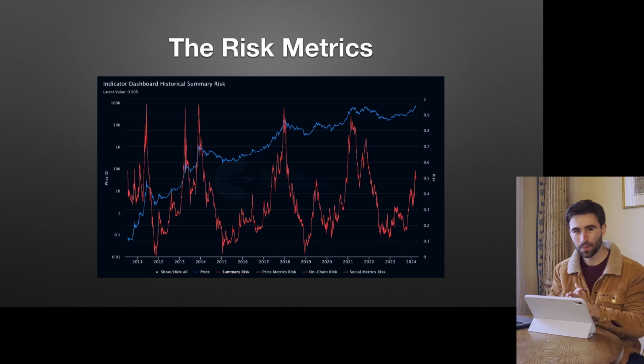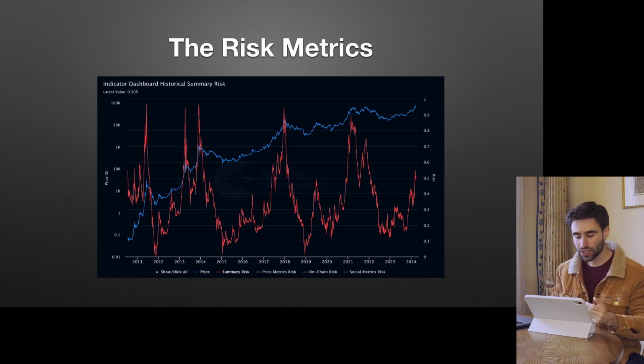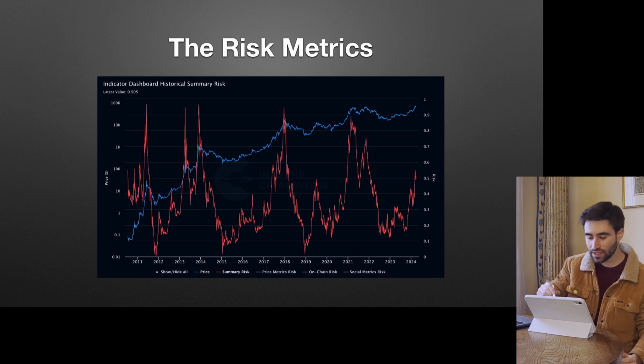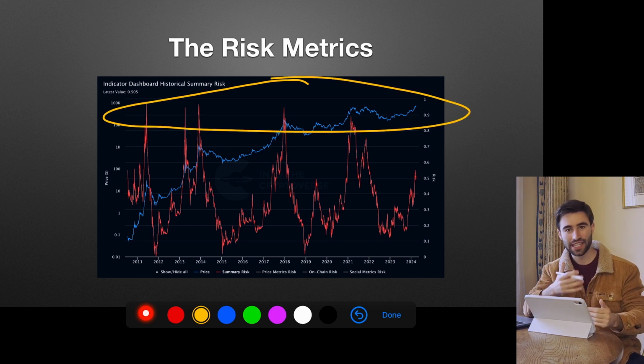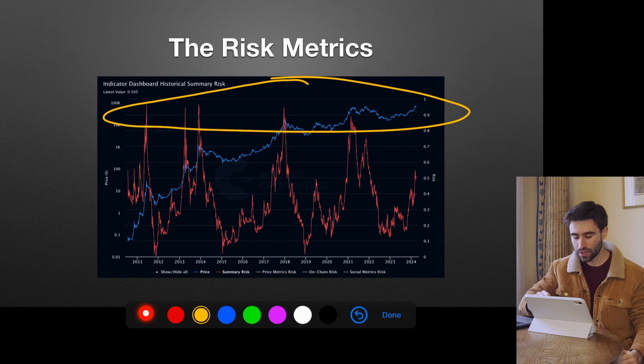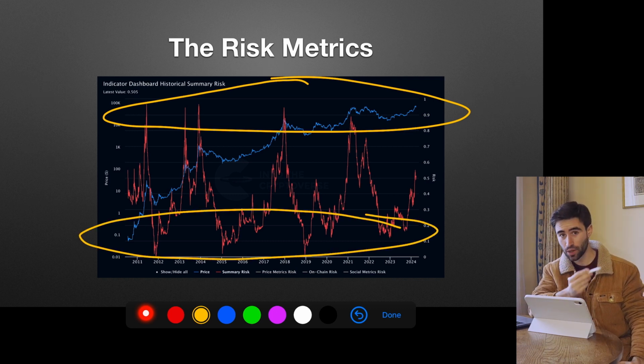If we look at the risk metrics, now we can actually have some predictive power. What are risk metrics? Risk metrics are data points that once they get into this top range, historically it predicts the top, the macro top. And once they get into this bottom range, historically it predicts the bottom, right?